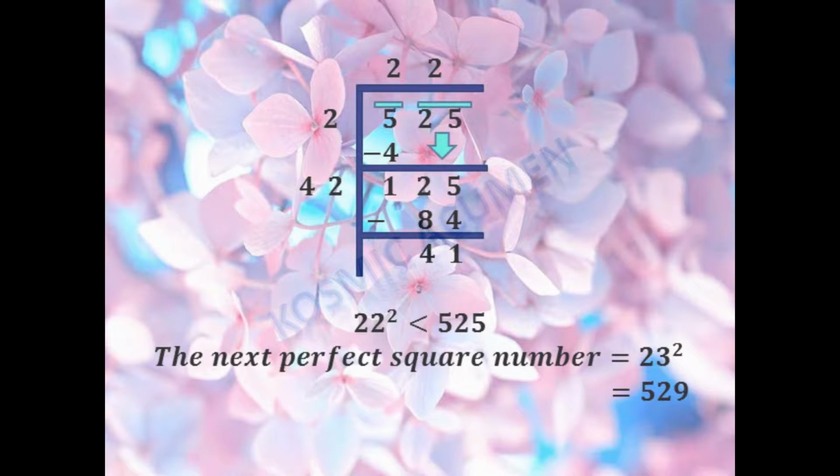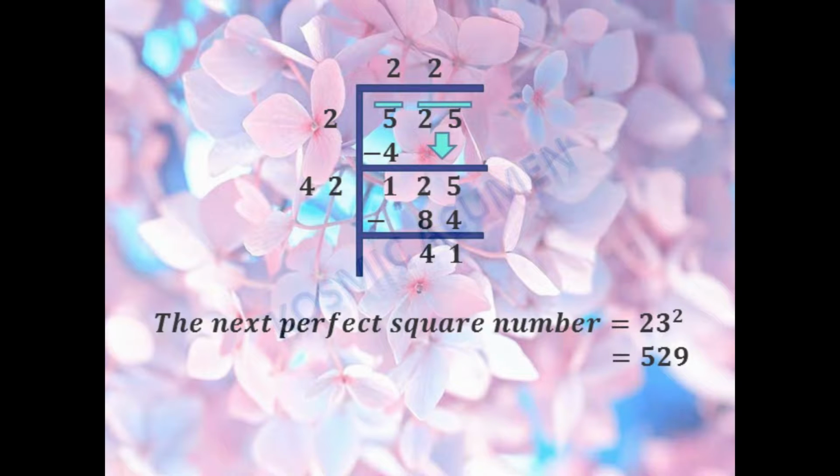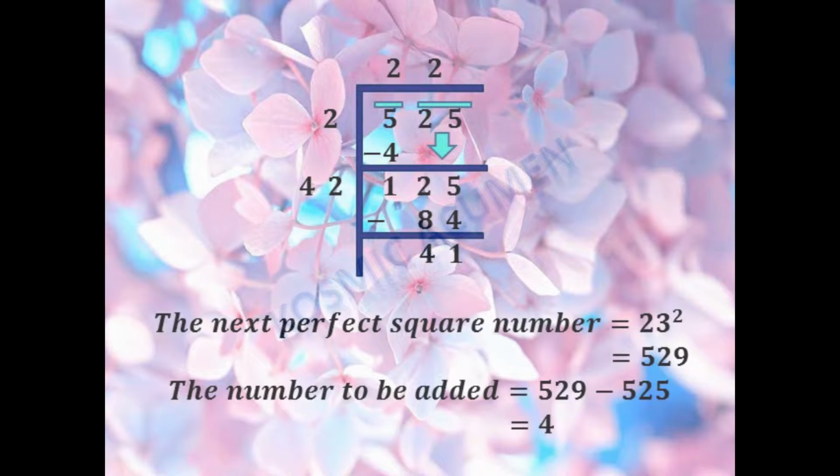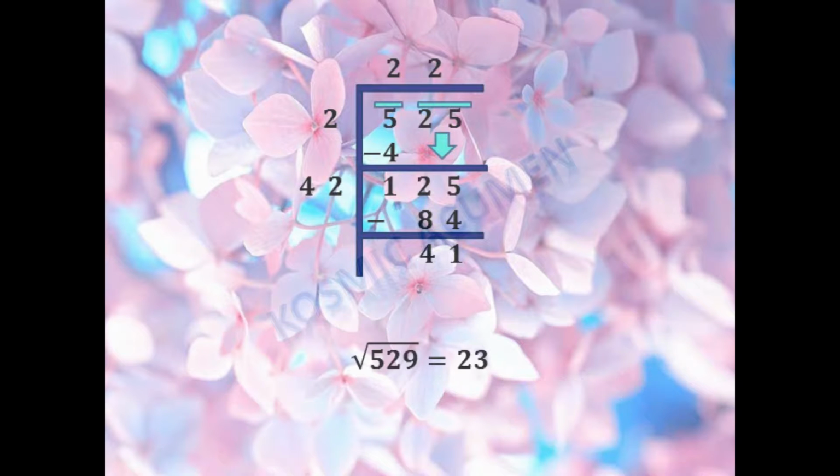And once we found out the next perfect square number, we'll simply be subtracting the given number, here it is 525, from the next perfect square number. And whatever we get, we are getting 4 here. Whatever we get, that is the number that must be added to 525 so that we get a perfect square number. So here we need to add 4 so that we get a perfect square number, that is 529. And the square root of this number will be 23, we've already found.